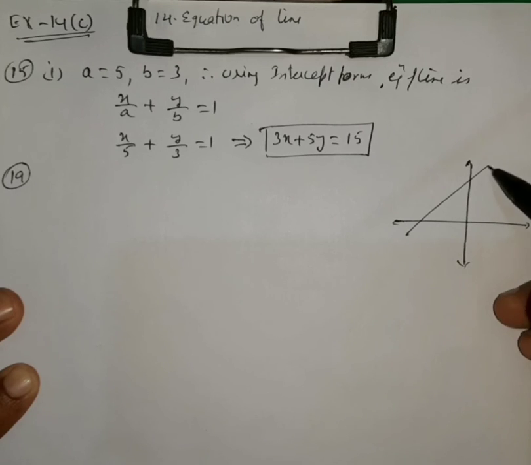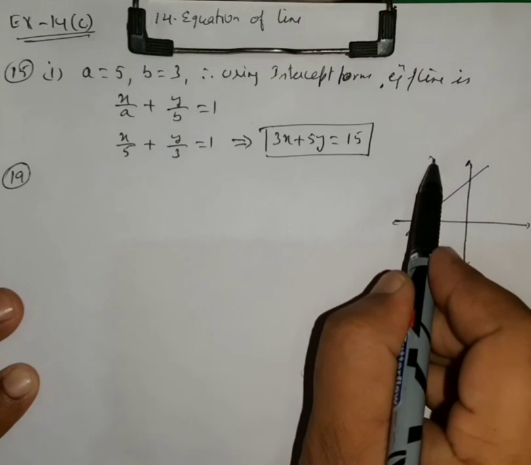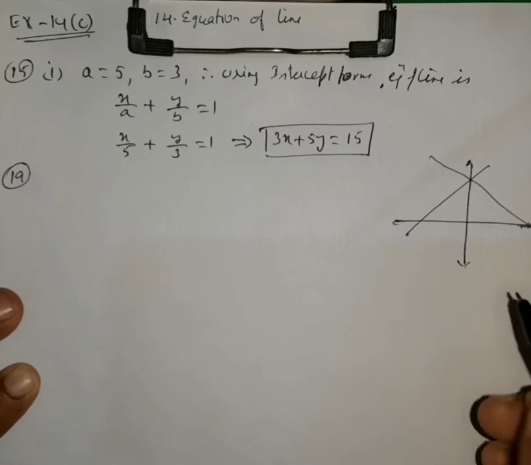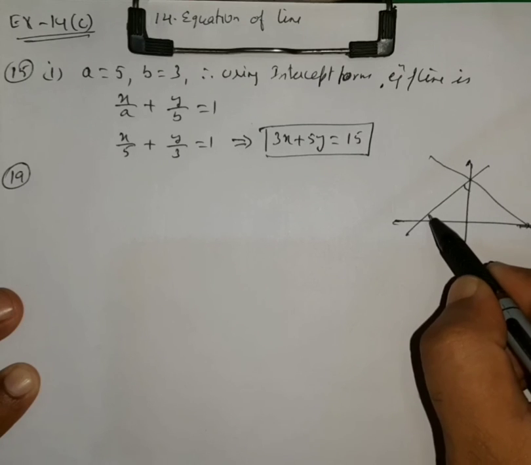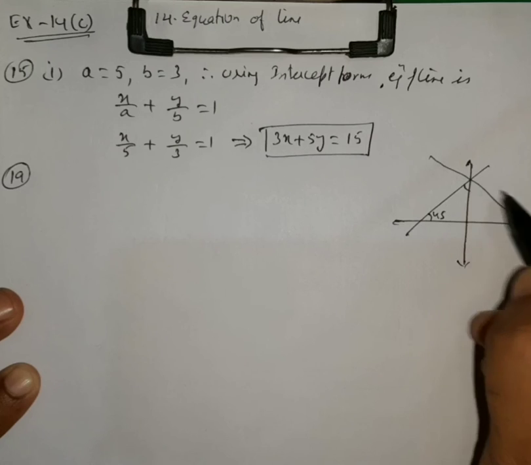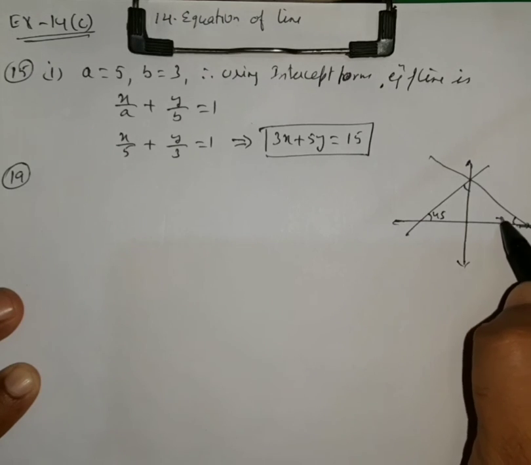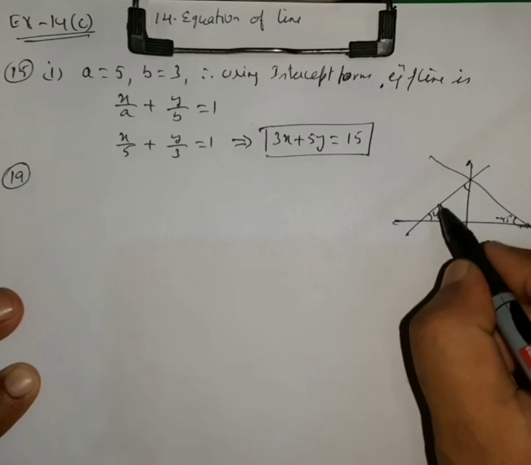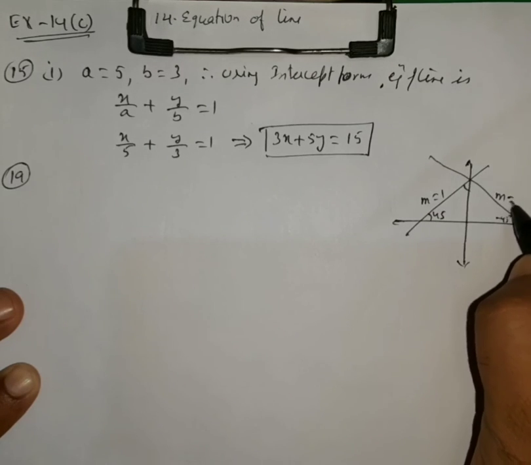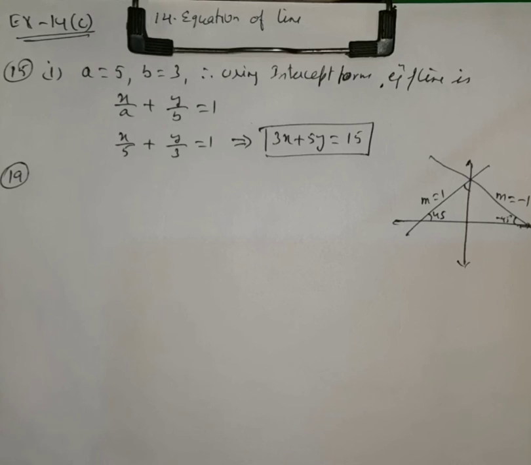So there will be two lines. One will be like this and one will be like this. So here both are equally inclined to both the axes. So in this case, these angles will be 45 and 45. So the slope, or the inclination, of one line will be 45 degrees, and for the other line it will be -45 degrees. Means for one line we will take slope equal to 1, and for the other line we will take slope equal to -1.